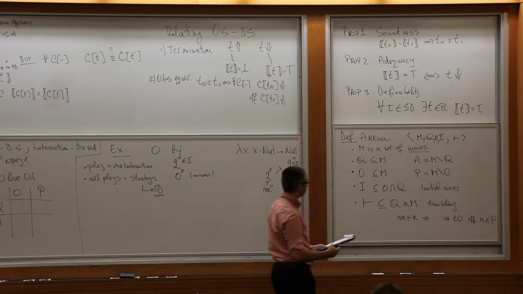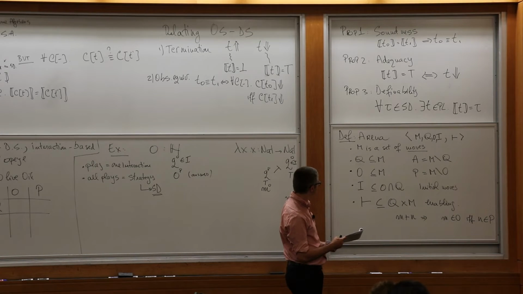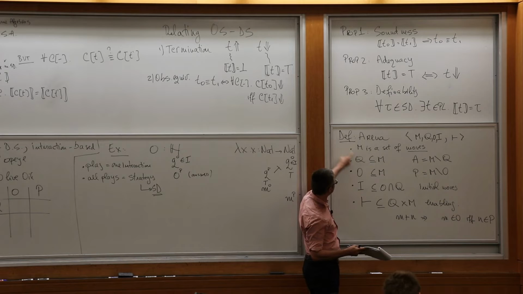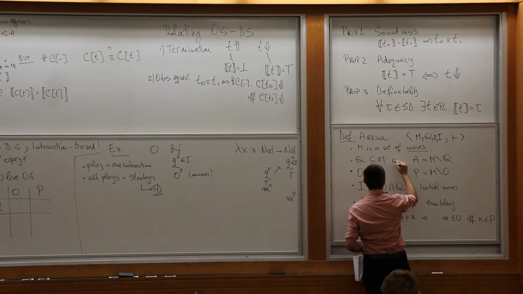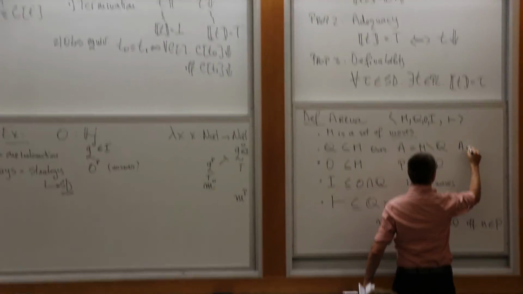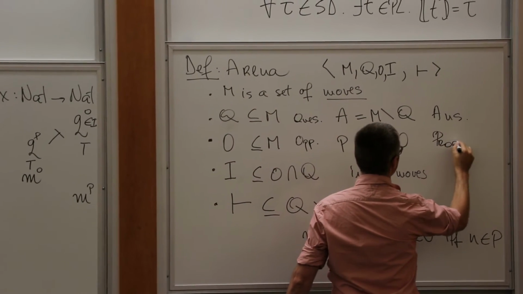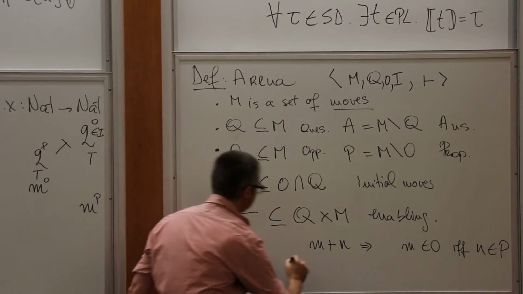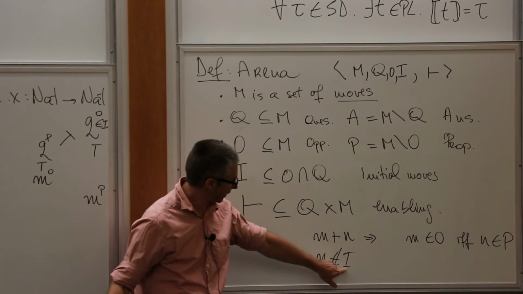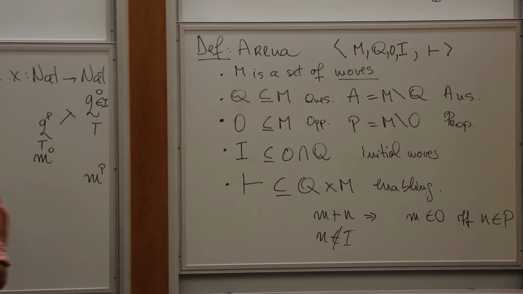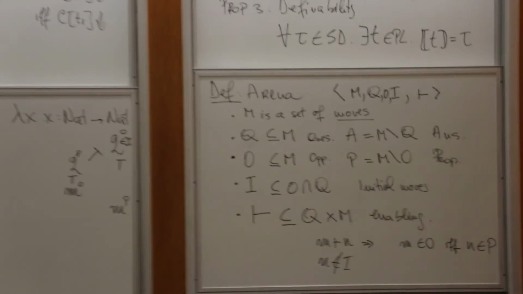What is A? Sorry? A is the set of answers. So these are questions. These are answers. These are opponent moves. These are proponent moves. And the initial moves are the only ones that do not have to be enabled. That's how things get going with the initial moves.